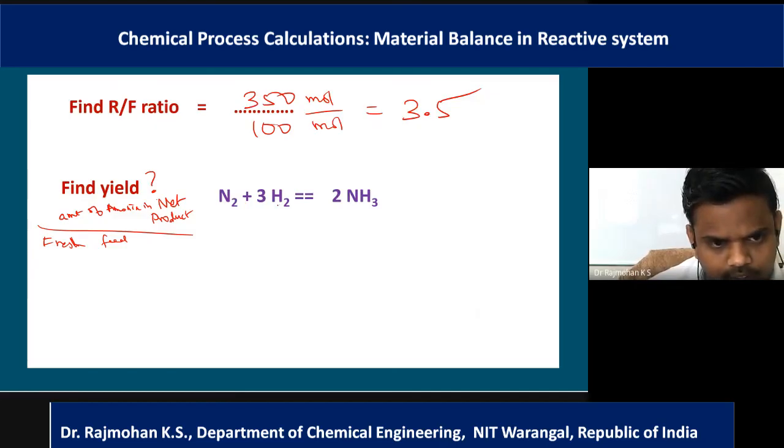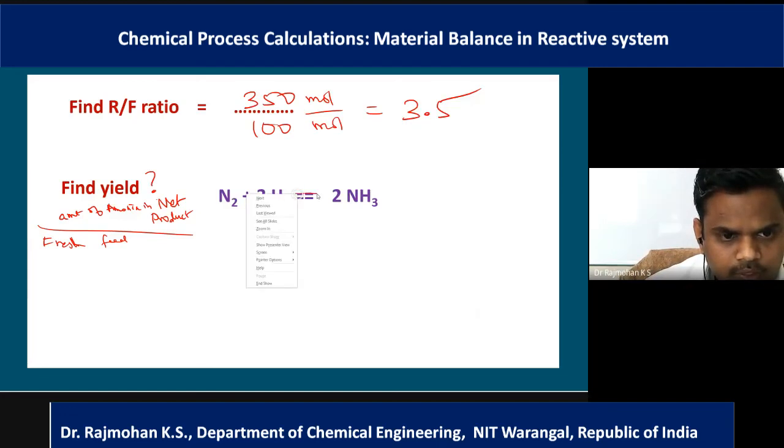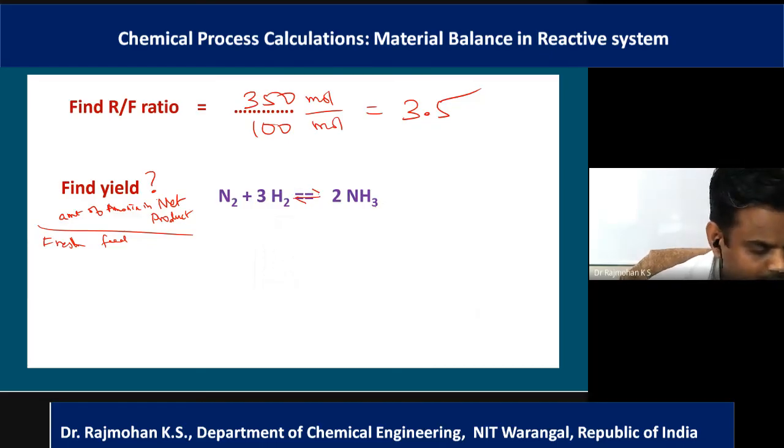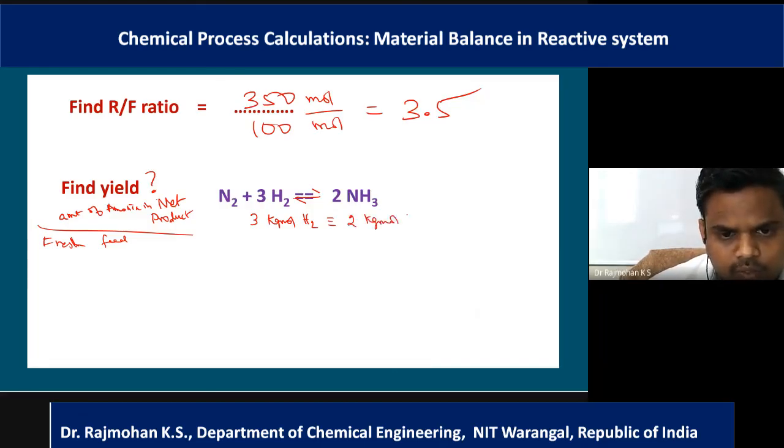Now we have the reaction. So for that we should consider the reaction that is taking place. N2 plus 3H2 will react, it is a reversible reaction, to ammonia, right? So what is the mole ratio of hydrogen to ammonia? 3 kg mole of hydrogen will form 2 kg mole of ammonia. I hope there is no doubt in this.